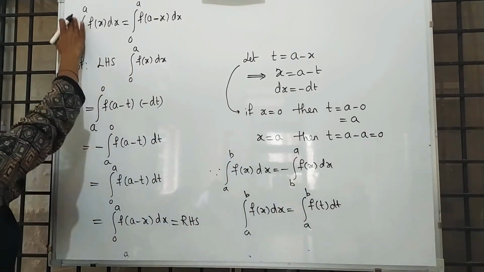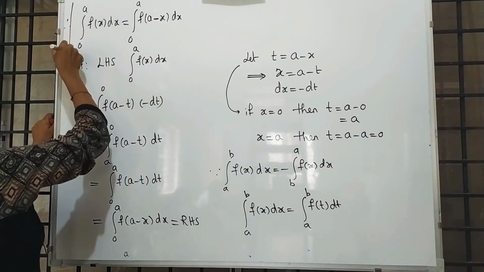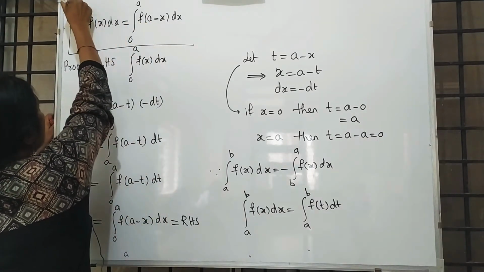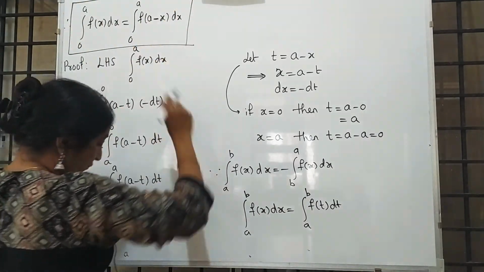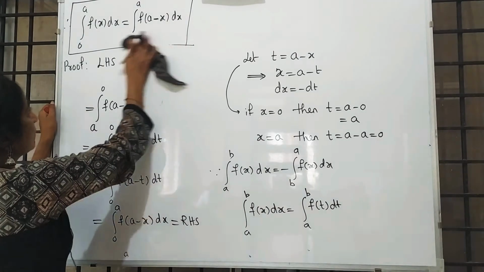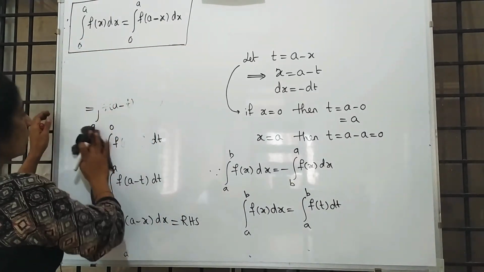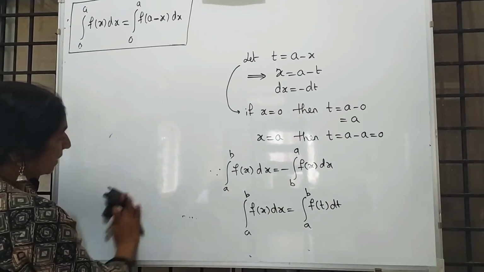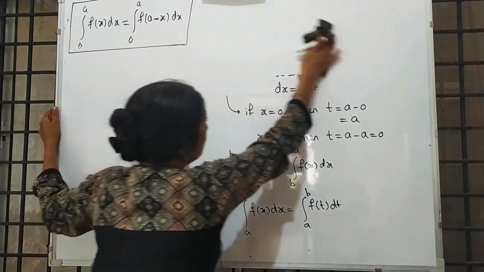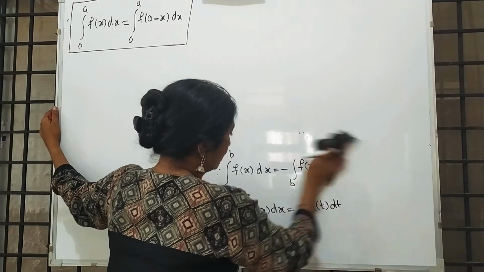So therefore, write down the property and write it in the box. This is the fifth one. Lower limit plus upper limit minus variable. Moving to the next question.